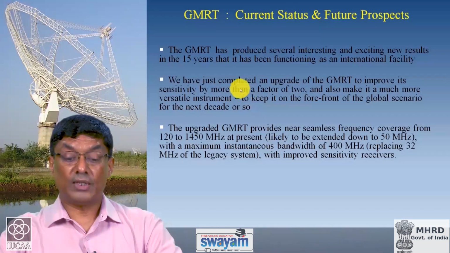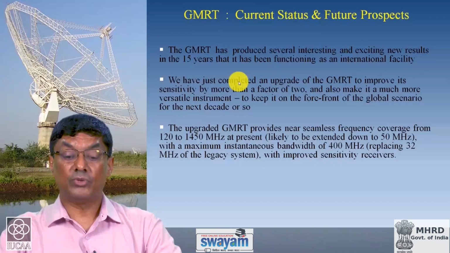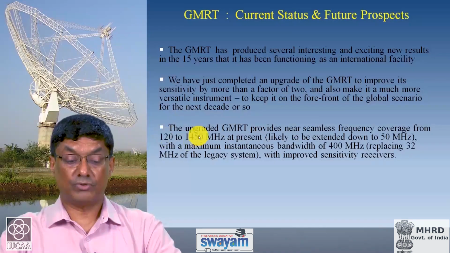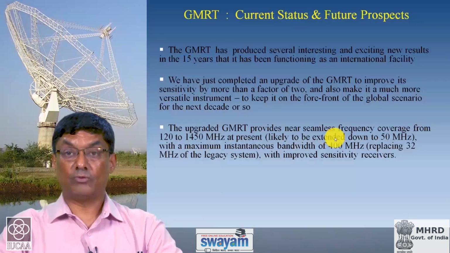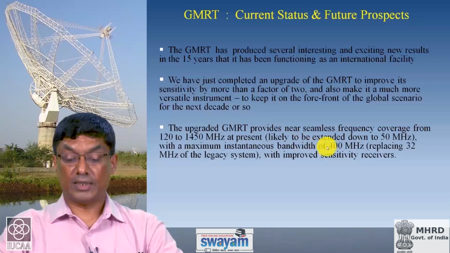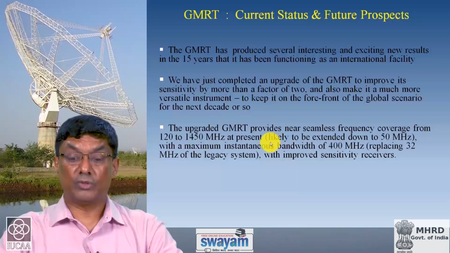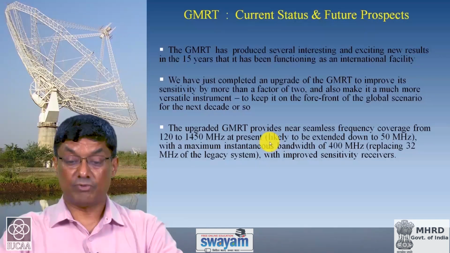And what we have done recently is to complete a major upgrade of the GMRT to improve its sensitivity by more than a factor of 2, and also make it a much more versatile instrument, which will keep it at the forefront in the global scenario for the next decade or so. The main feature in the upgraded GMRT is to provide nearly seamless frequency coverage from 120 to 1450 megahertz, which we are likely to extend down to 50 megahertz, and improve the instantaneous bandwidth to 400 megahertz from 32 megahertz, and also have improved quality of the receivers with higher sensitivity and better rejection of the unwanted man-made radio noise that is often present.